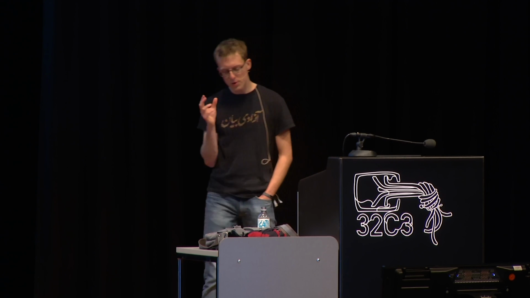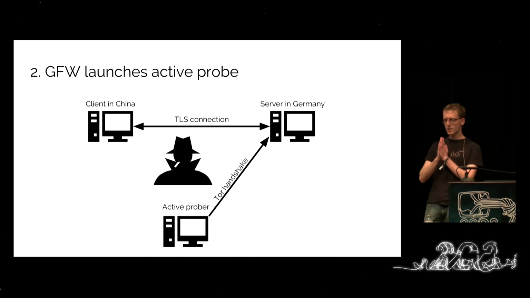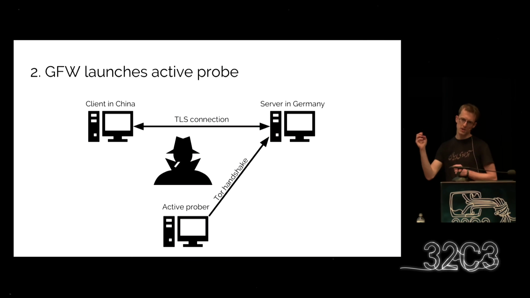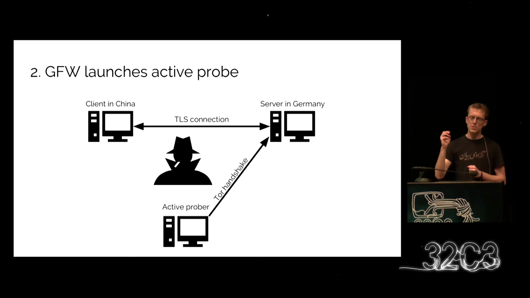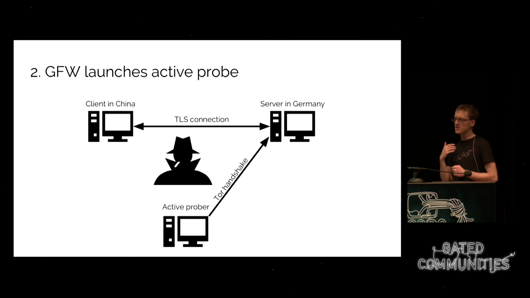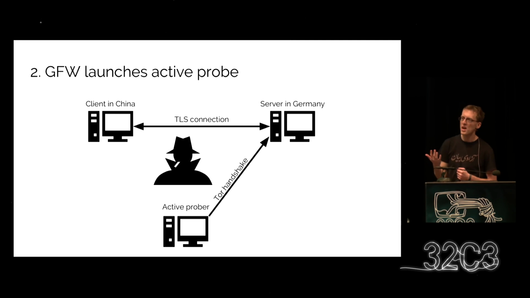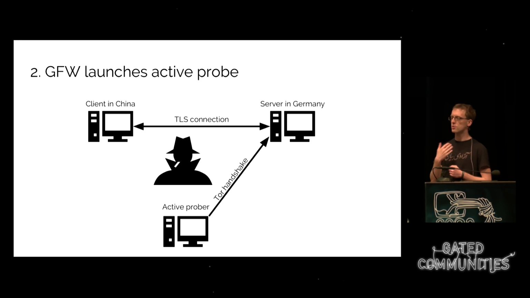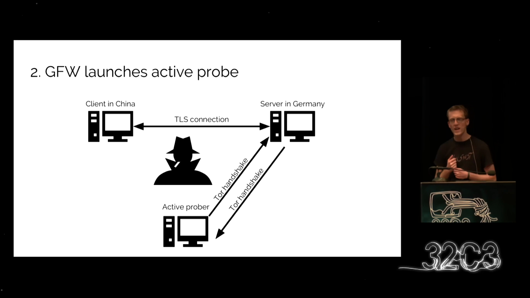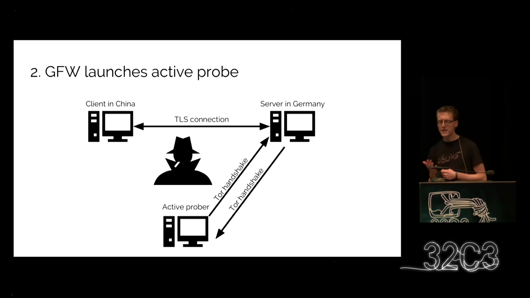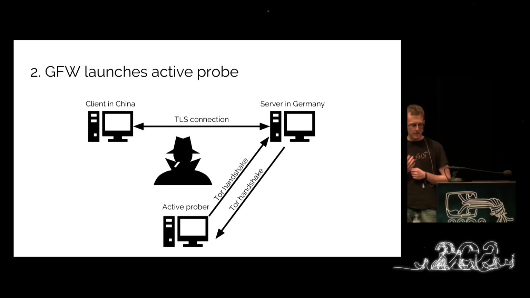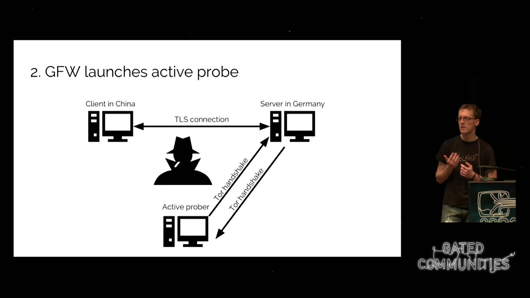So what they do in the next step is they launch a short-lived probe that connects to the same server in Germany and tries to speak the Tor protocol, right? And this is just a guess. They don't know if it succeeds. They just go ahead and try it and see what happens. Worst case, the server has no idea what this garbage is and just terminates the connection. But perhaps it answers with a Tor handshake. And if that happens, then the firewall has what it needs, right?